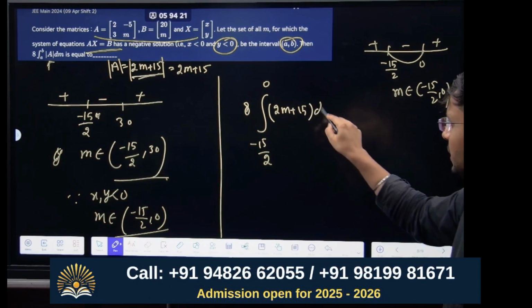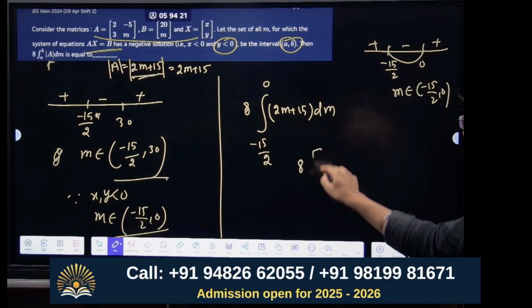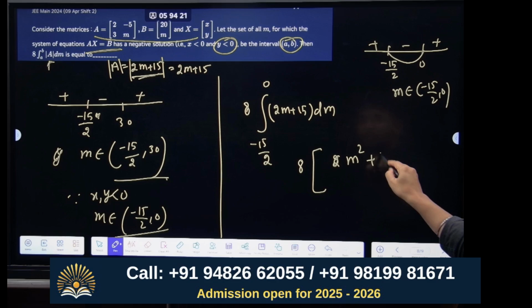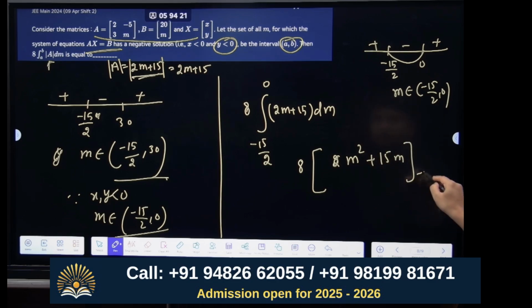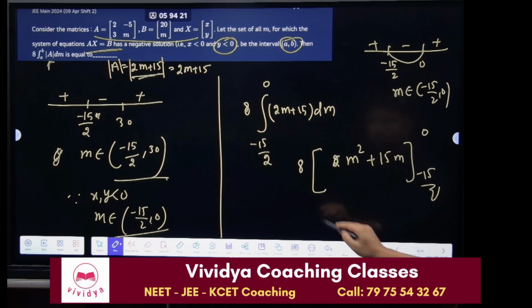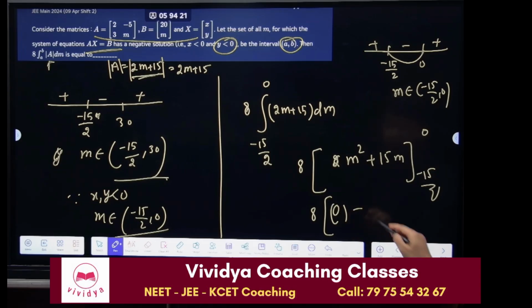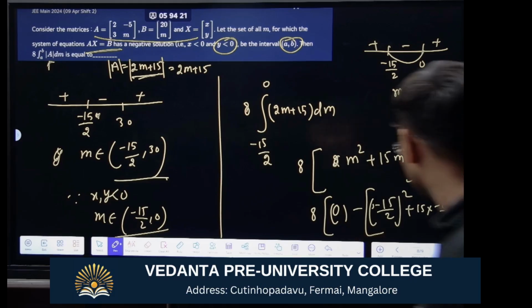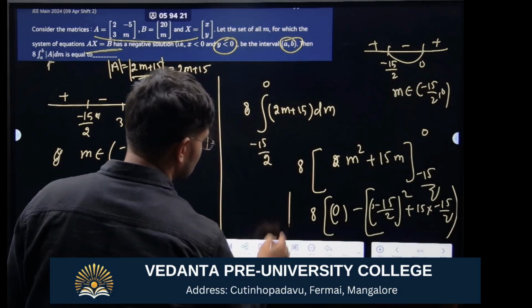So let's integrate this. So this is 8. This will be 2m square by 2. So this will be directly m square plus 15m. Put the values minus 15 by 2, 0. So 8, this will be 0 minus, now put the value of this, minus 15 by 2 whole square plus 15 into minus 15 by 2. Okay.